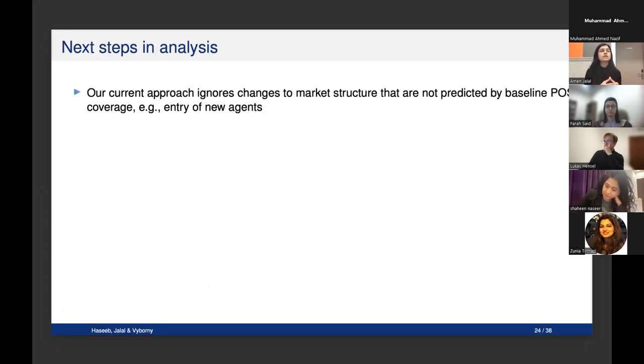This, of course, is a work in progress, and this is the first time we're presenting these results. It's obviously a little bit of a black box what it is about these places that at baseline had more payment agents. What makes them have more payment agents? We should unpack that. And also, there might be changes in market structure at endline that are not predicted by market structure at baseline. For example, the government may want to increase payment agent coverage precisely in the areas that had fewer payment agents. So we want to account for entry and exit in an exogenous way.